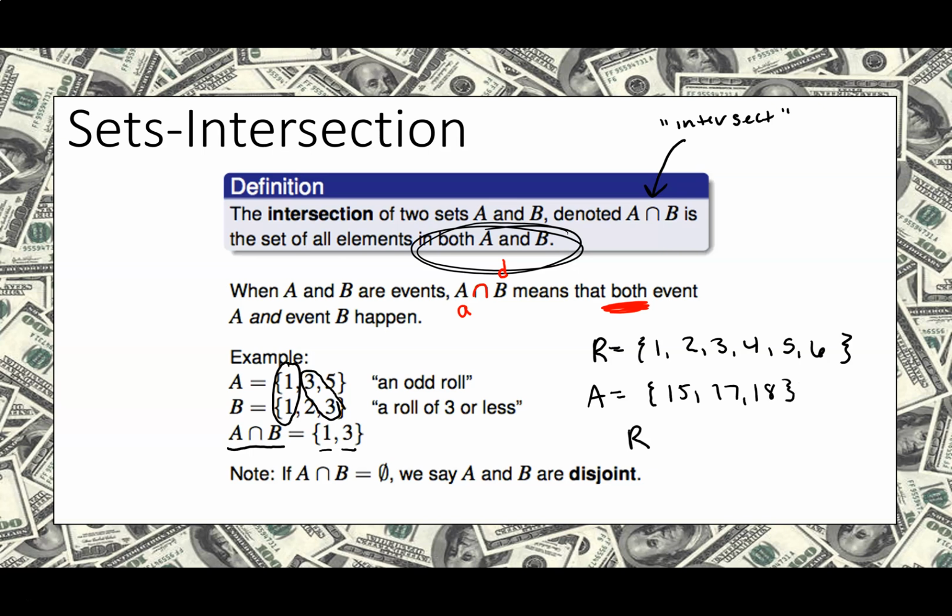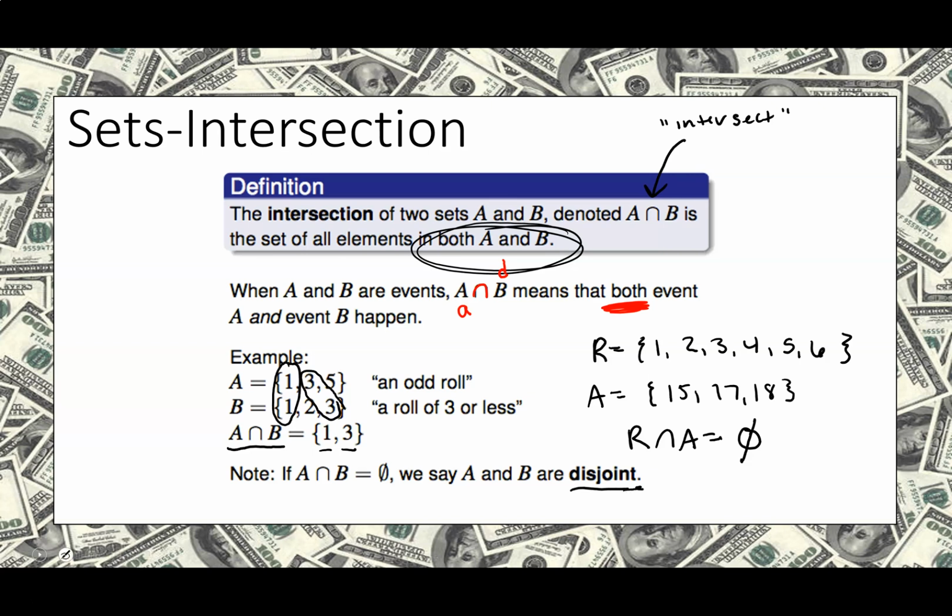So if I did R intersect A, I'm saying what numbers are in common. Well, there's no numbers in common. And so you wouldn't say 0 because that's actually a number. You would actually have this symbol right here, which means empty set, which means there's nothing in that set. It's disjoint because if we were to draw those two sets, they would not be joined together.